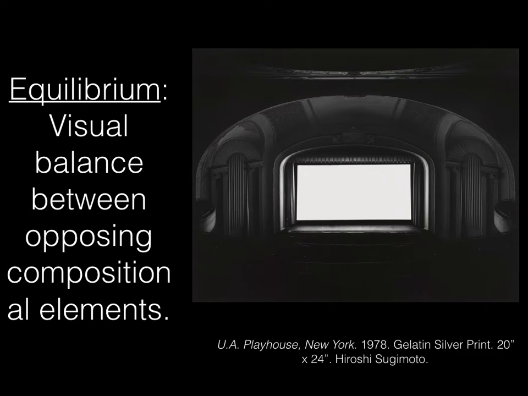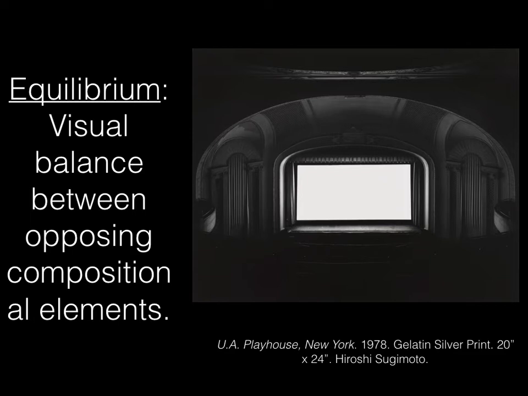Equilibrium is the visual balance between opposing compositional elements. So in this piece called UA Playhouse, New York, by Hiroshi Sugimoto, this is actually a photograph, and how this photograph was made was the artist set up a camera and did a really long exposure in this movie theater, and it took one photograph for the duration of the entire movie. And so what happened was all that light coming out of the screen was captured and made into just one big white square. It was so much light, it just turned that portion of the photograph completely white because there was so much light coming out of the movie.